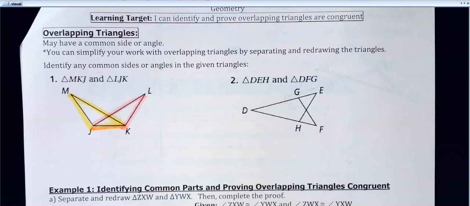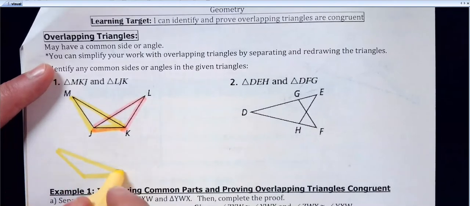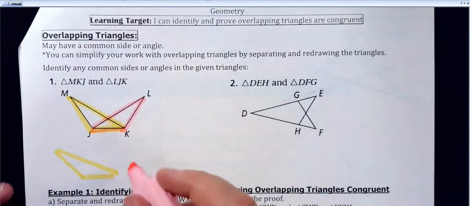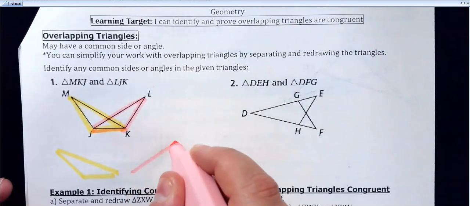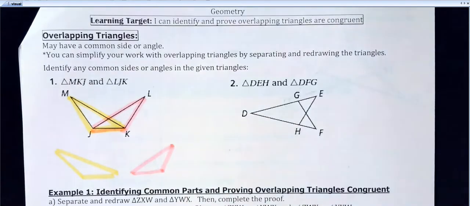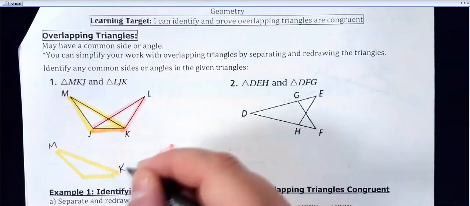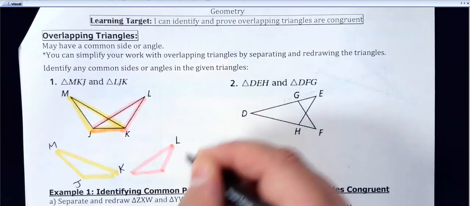All right, so I'm just going to use my highlighter to redraw these, just so they're not overlapping, so they're separate from each other. That's kind of the goal when you separate and redraw overlapping triangles. So I'm just going to label as well.